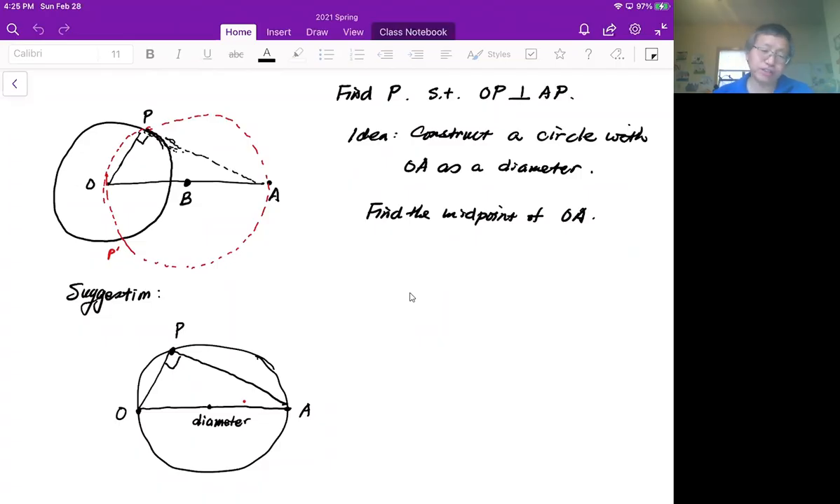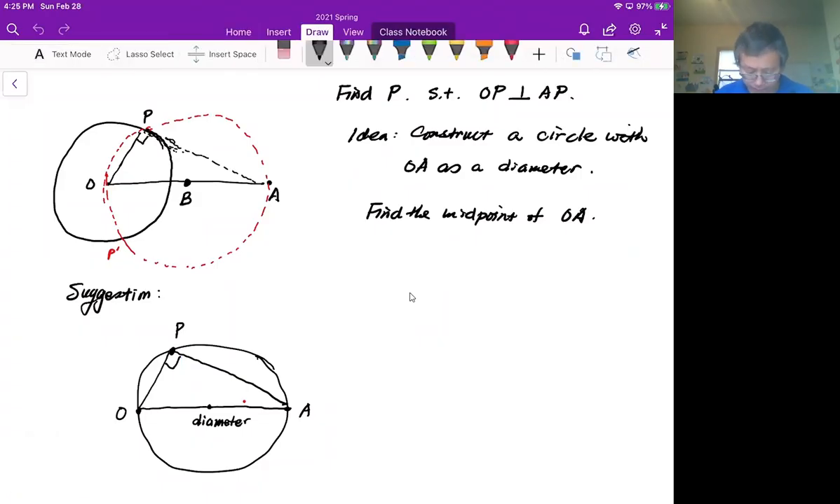Why? Well, that's just the theorem we did earlier, right? As long as we get the diameter, we can always have the right triangle. So that's always true. How to prove that? We prove this by using the inscribed angle theorem, because the inscribed angle is half of the arc. That arc is half of the perimeter, half of the circle. That's 180 degrees. So 180 degrees divided by 2, that's 90 degrees. So that's how we can get that.